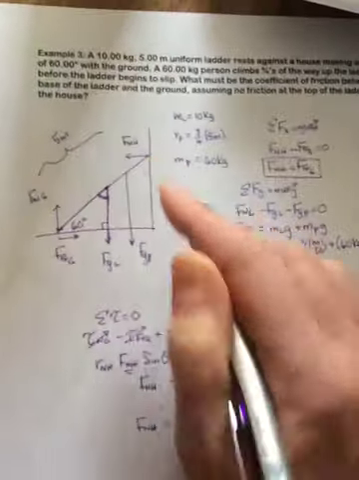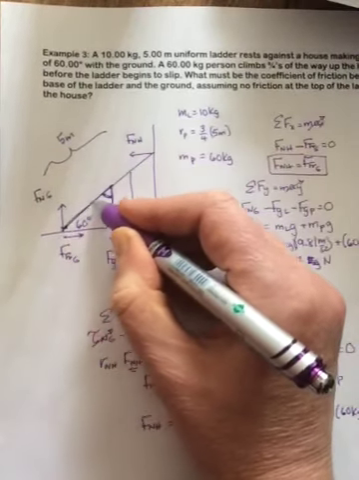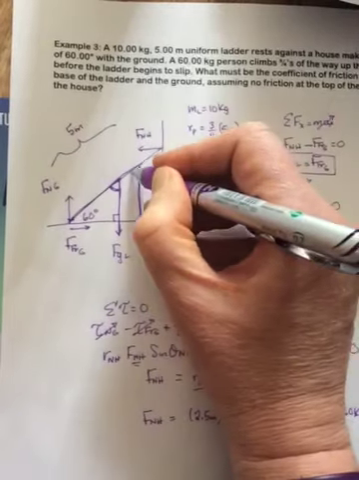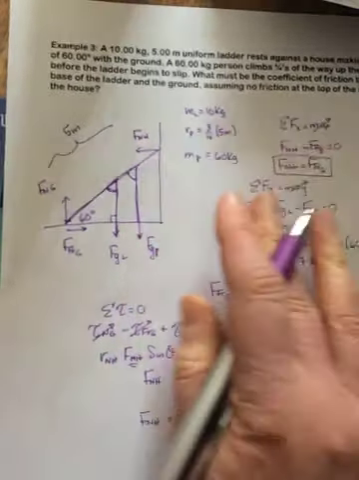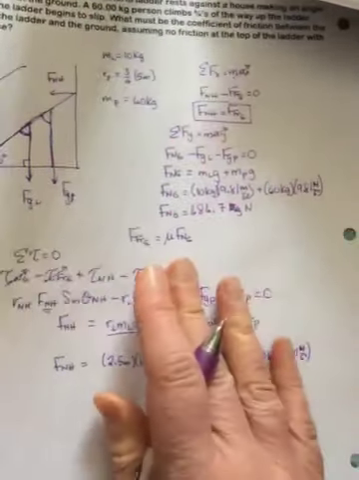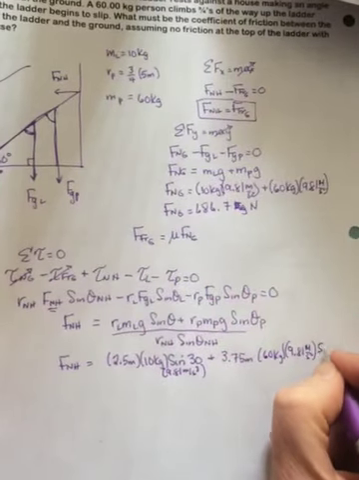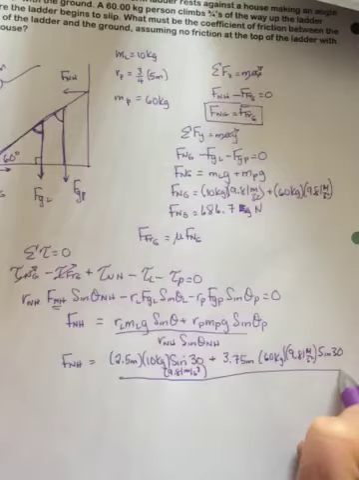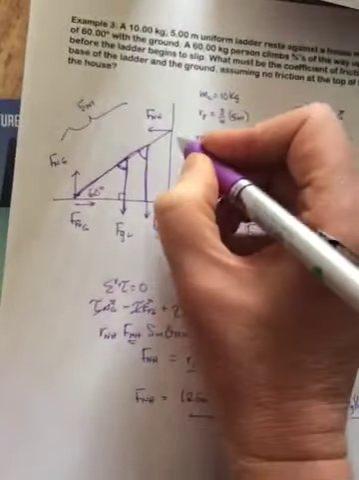And then the angle for the person, again, between the R of the person, which is here, and the F of the person, which is here. So this angle will also be 30 degrees. So sine of 30 degrees. Then we are going to divide by R normal of the house.